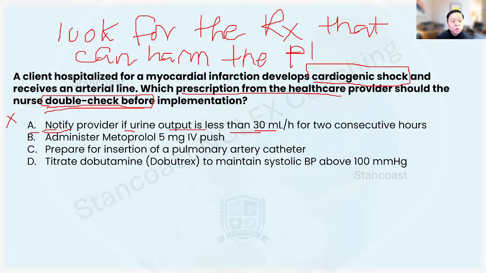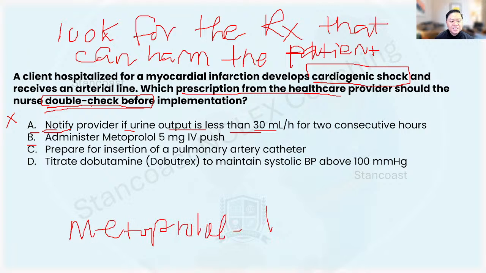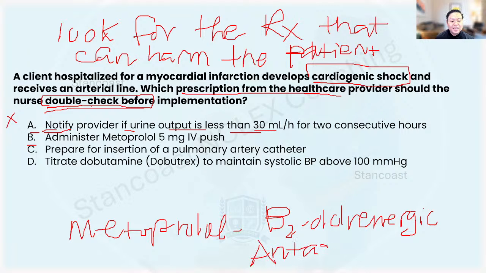That you should question. Okay? So letter A, of course, that's a good order. So if you're going to answer letter B, administer metoprolol 5 milligrams IV push. Now, before you answer, you have to recognize what metoprolol is. As I have said in the past, metoprolol is a beta 2 adrenergic agonist, or simply beta blocker. Oh no, beta 2 adrenergic antagonist, excuse me. Antagonist.